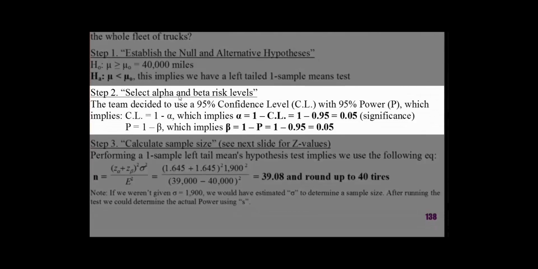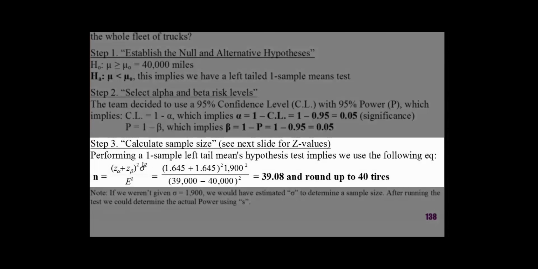In step 2, select alpha and beta risk levels. The team decided to use 95% confidence level with 95% power. The confidence level equals 1 minus alpha, which implies alpha equals 1 minus the confidence level, which equals 0.05. The power equals 1 minus beta, which implies beta equals 1 minus power, which equals 1 minus 0.95, which equals 0.05 for beta. So in this example, both alpha and beta equal 0.05.